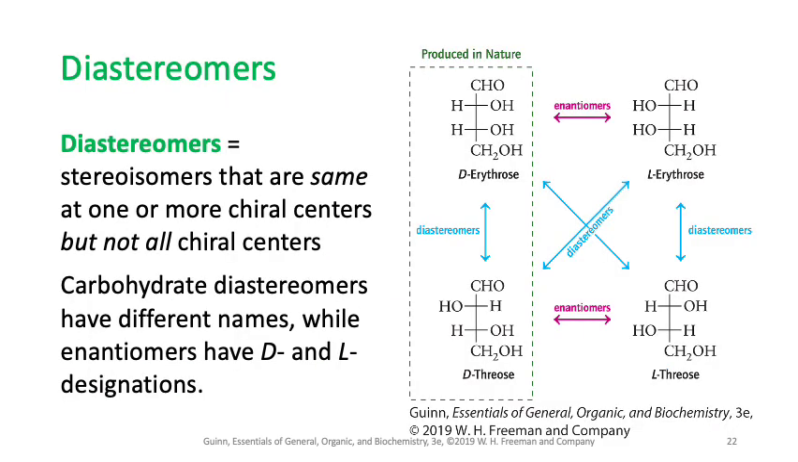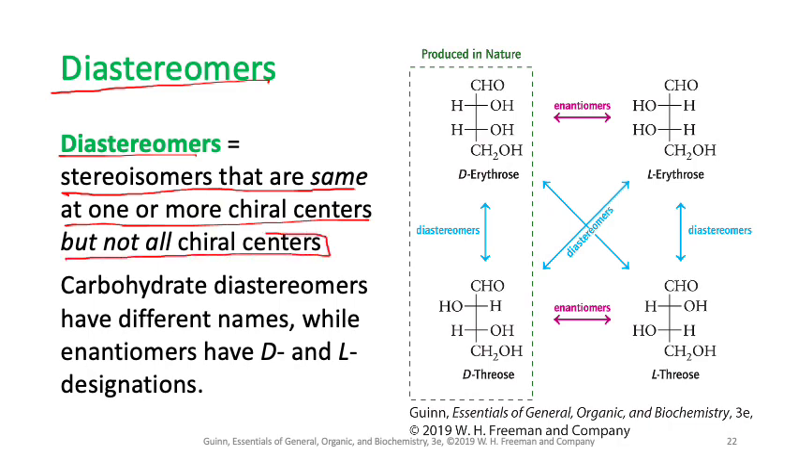Now let's talk about one of the terms called diastereomers, right? So what are diastereomers? Diastereomers are stereoisomers that are the same at one or more chiral centers, but not all chiral centers. So this is the important term, not all chiral centers, right? Let's take an example over here and try to learn what diastereomers are. This is a Fischer projection of one of the carbohydrates. How many chiral centers do you have in here? 1, 2, and the name is erythrose.